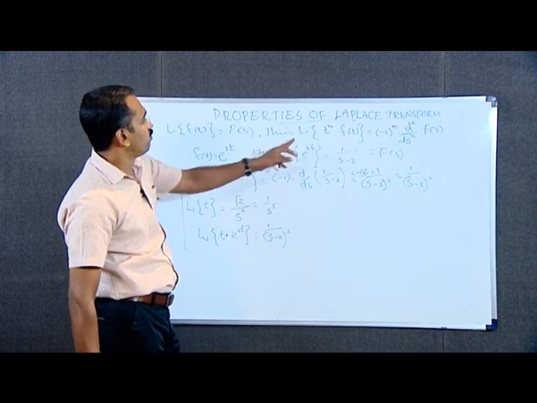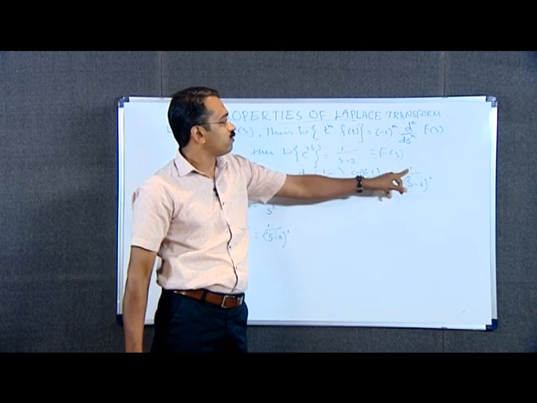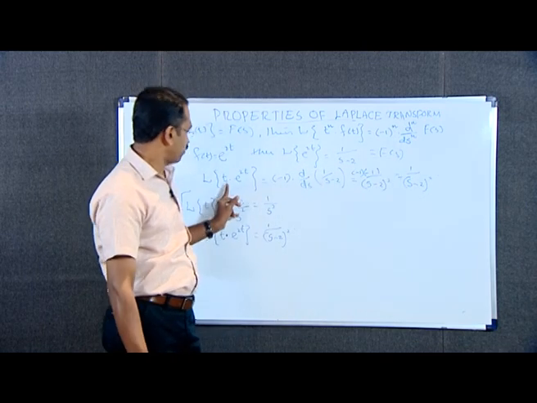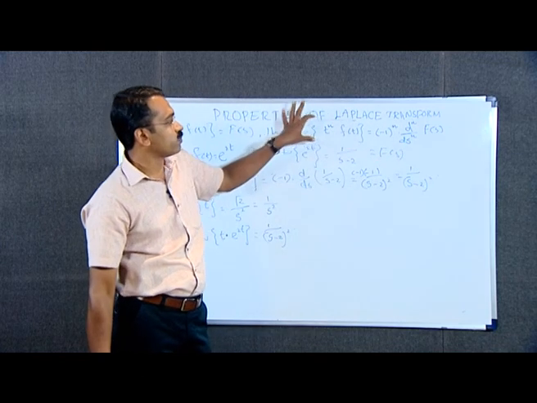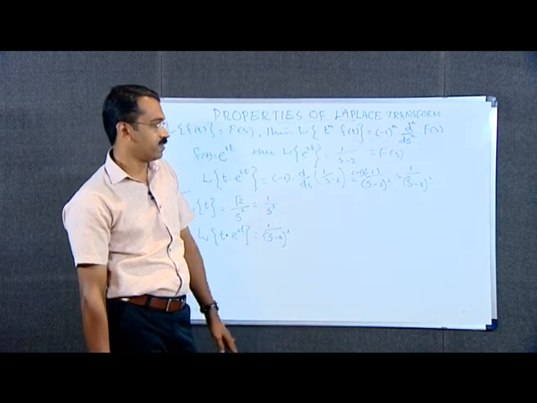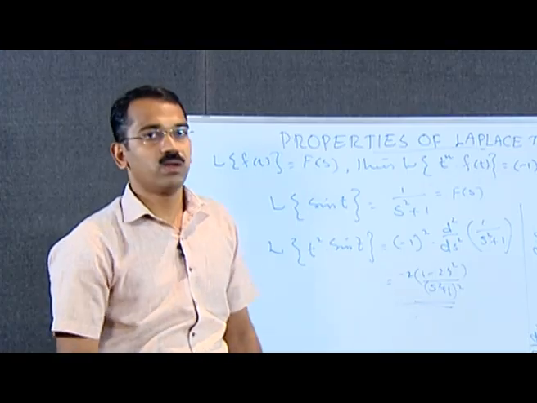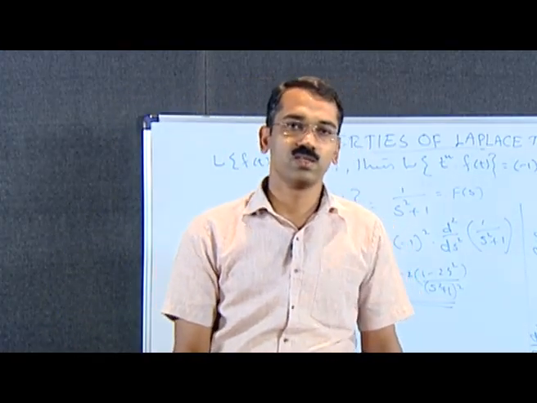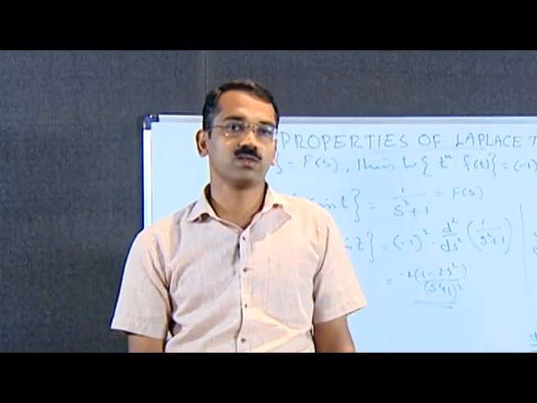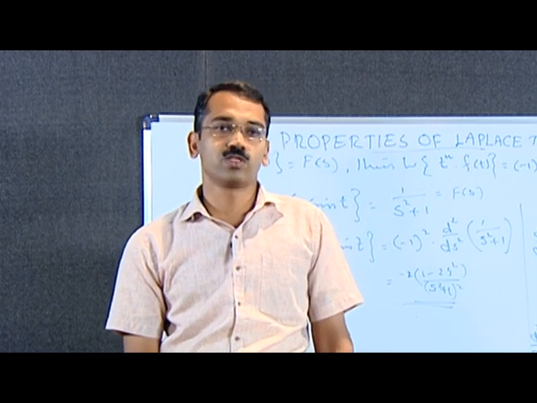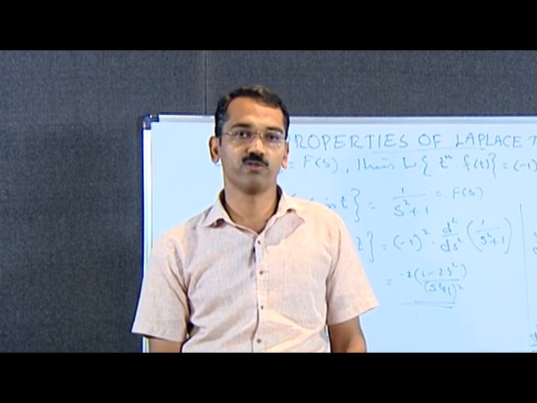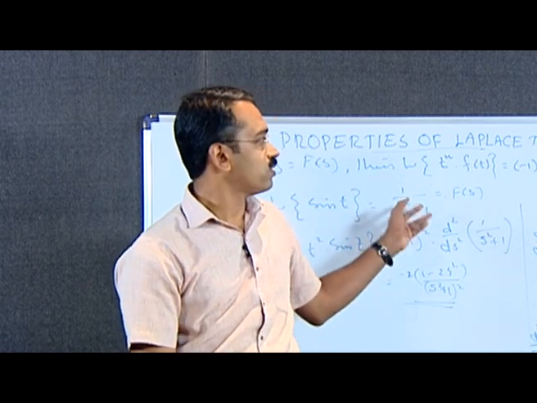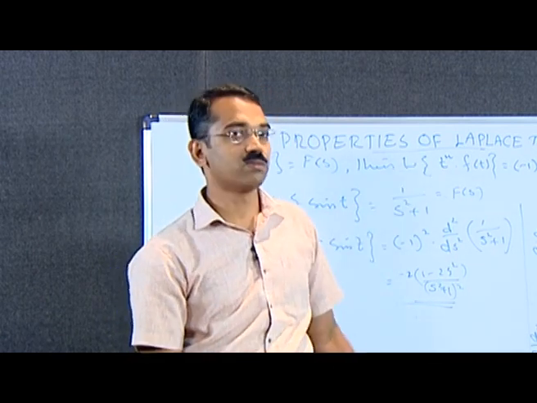Also, we found that the Laplace transform of t into e raised to 2t is 1 by s minus 2 the whole square by this property of multiplication by t. Both are same. Now, let me conclude this session. In this session, we discussed three properties. First one is the transform of derivatives, the second is transform of integrals, and the third one is multiplication by t raised to n.